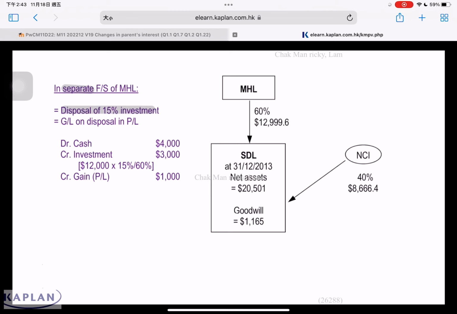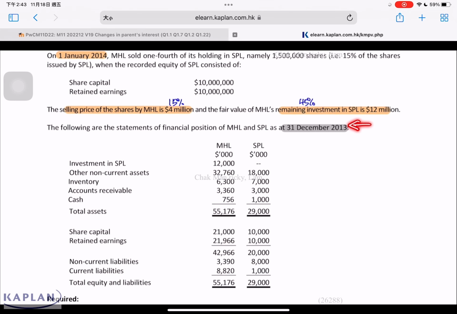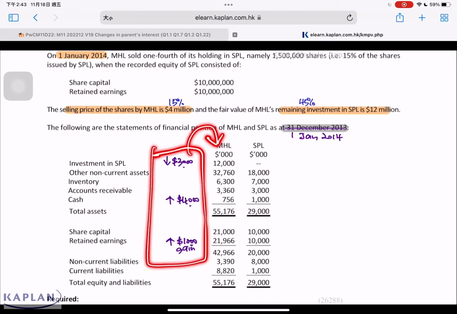Can we put this on the statement of financial position of the parent? This is 31st December 2013. Can I change this to 1st Jan 2014? In MHL's account, the investment will reduce by 3,000 because it was sold. Cash will increase by 4,000, as we receive cash. Then there's an increase of gain of 1,000 in P&L. This is recorded in the financial statements of MHL.